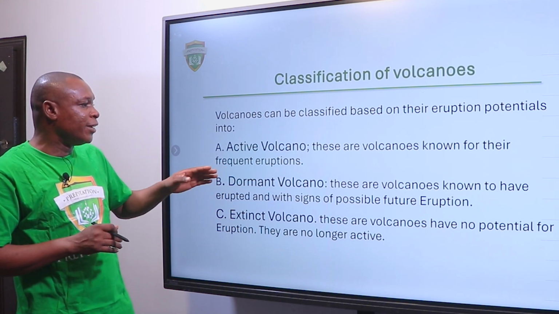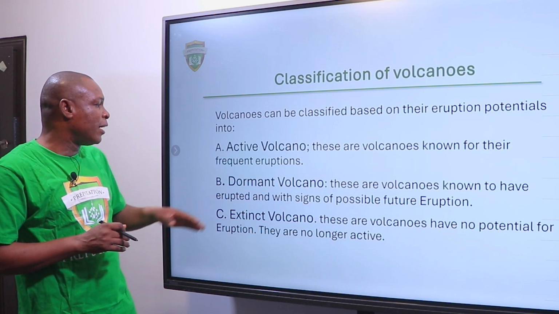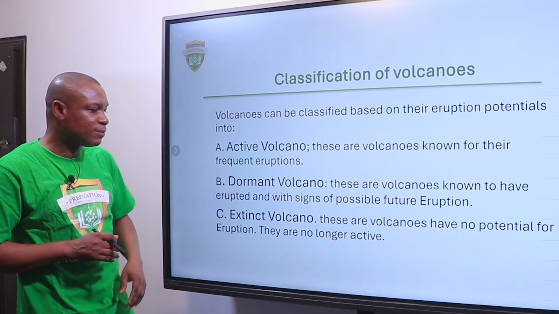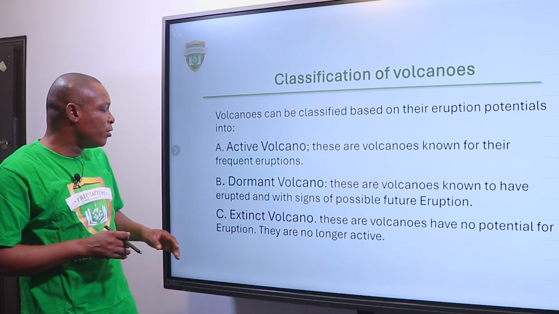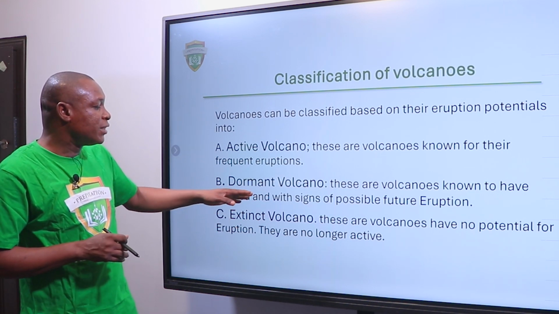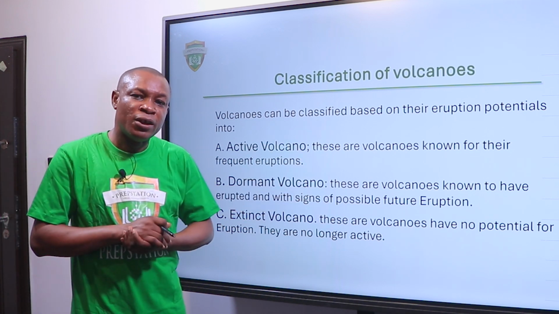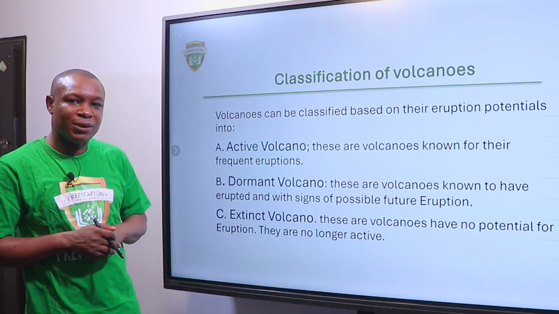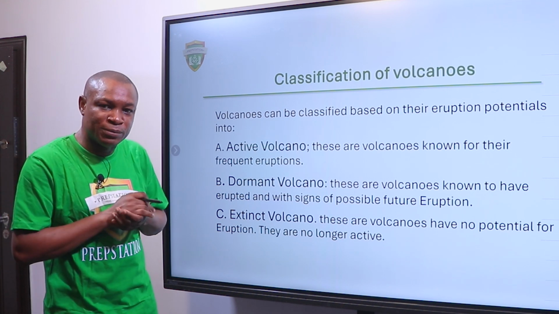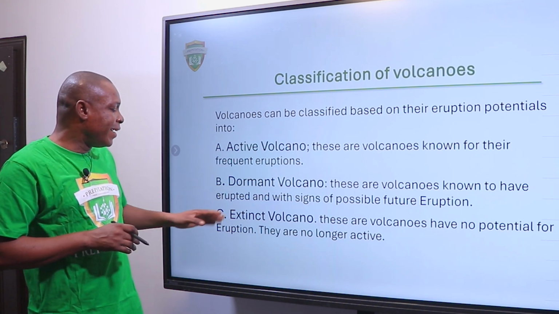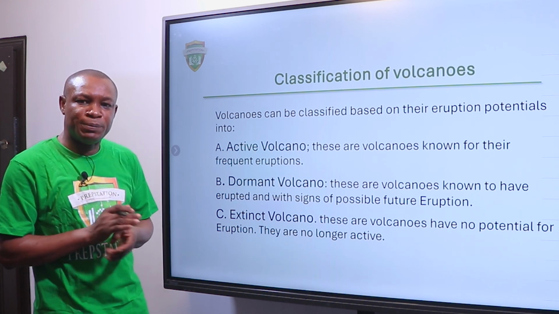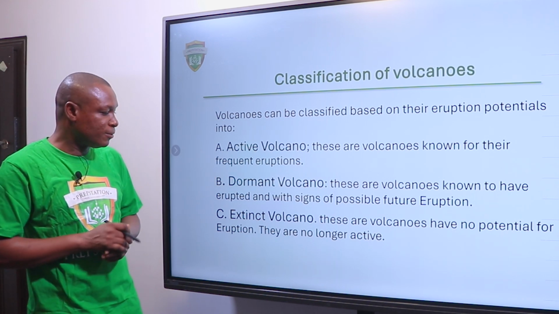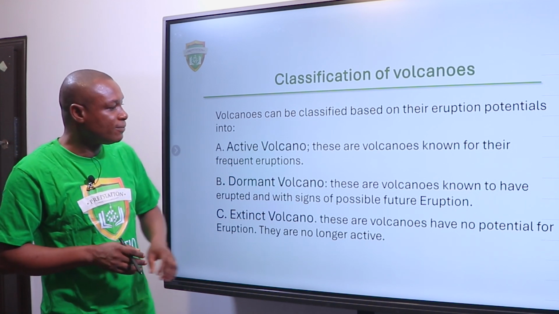Active volcanoes are those volcanoes known for their frequent eruptions. Dormant volcanoes are those that are known to have erupted and with signs of possible future eruption. They are just lying fallow for some time. And then extinct volcanoes, those have lost the possibility of eruption. They are no longer active.